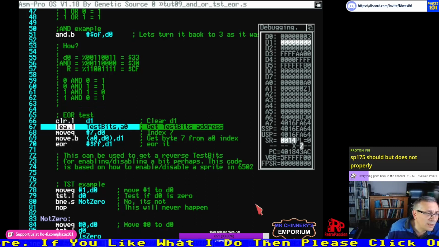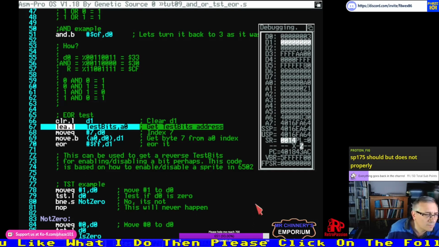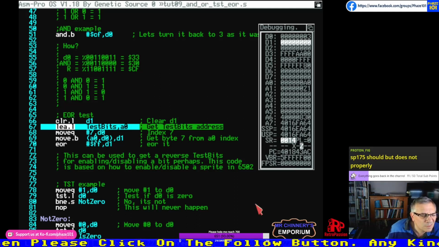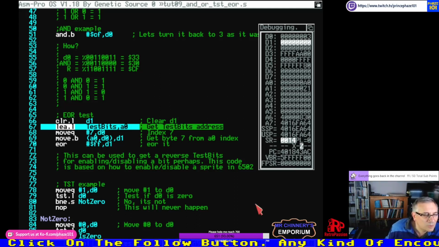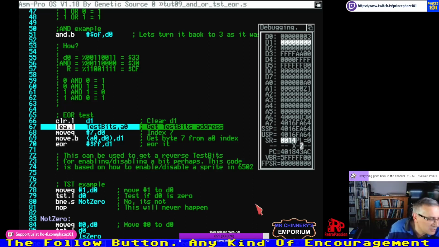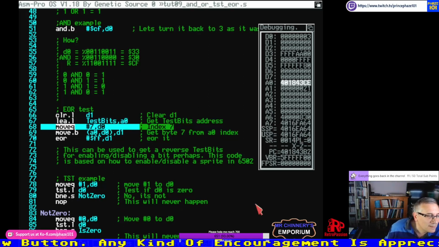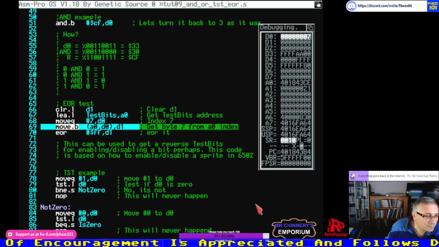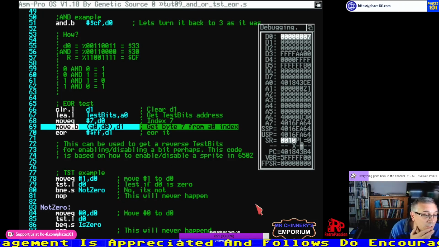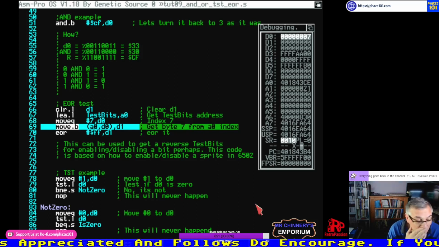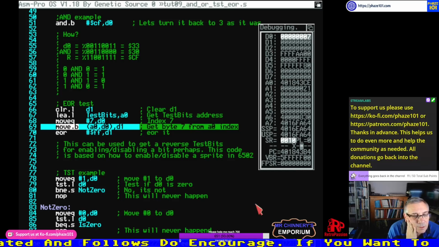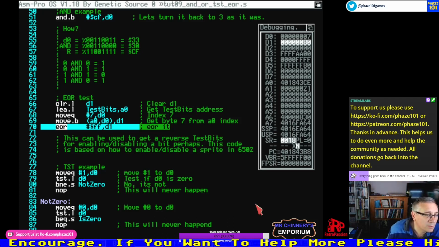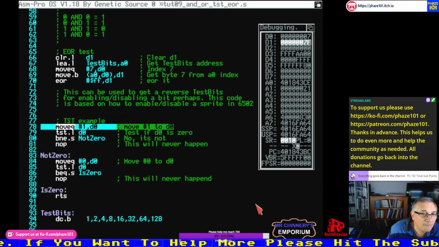We clear D1, we get the address of test bits into A0. The .l is confusing, but it means the same. It's always a long address. And we're going to moveq 7 into D0. We're going to move what we have in A0 plus offset or index D0, which is 7, into D1. And we XOR what is in D1 with FF, which becomes 7F.